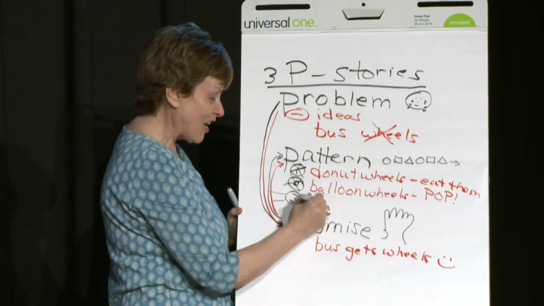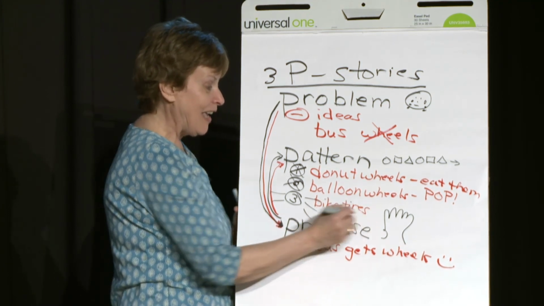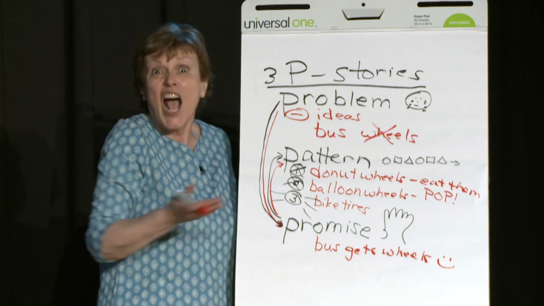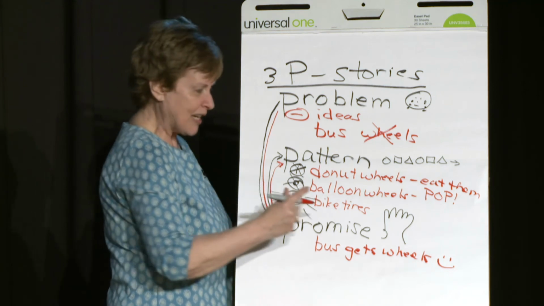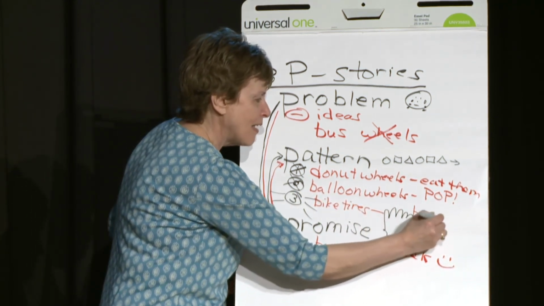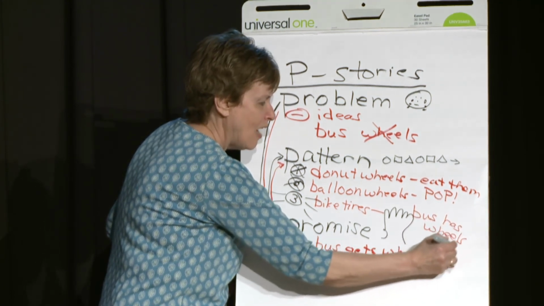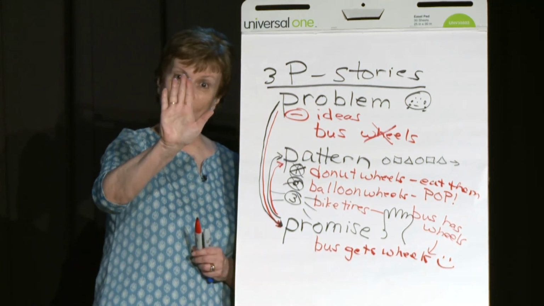Maybe the kids get all their bike tires, and you'd need more tires than you do bus wheels, but they get hundreds of bike tires and they hook them together and it's strong enough so that the bus has wheels. And we're back on this part, that it keeps the story's promise.